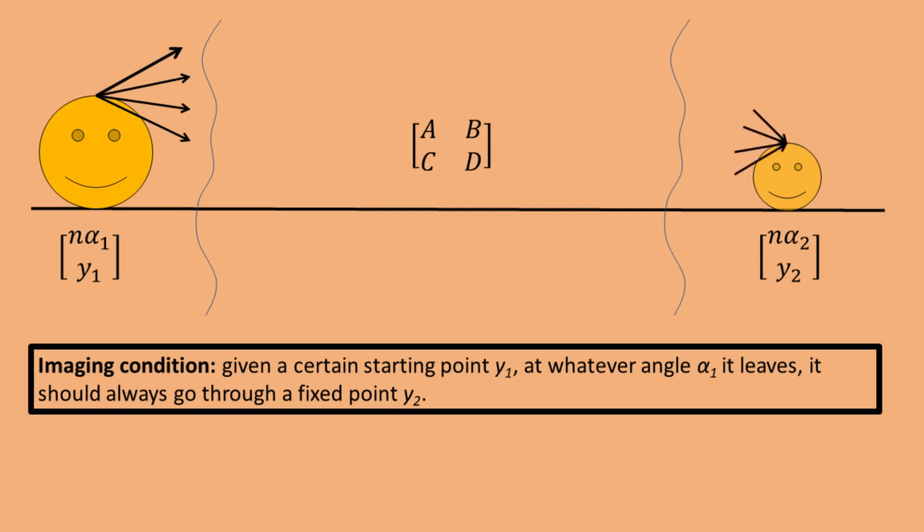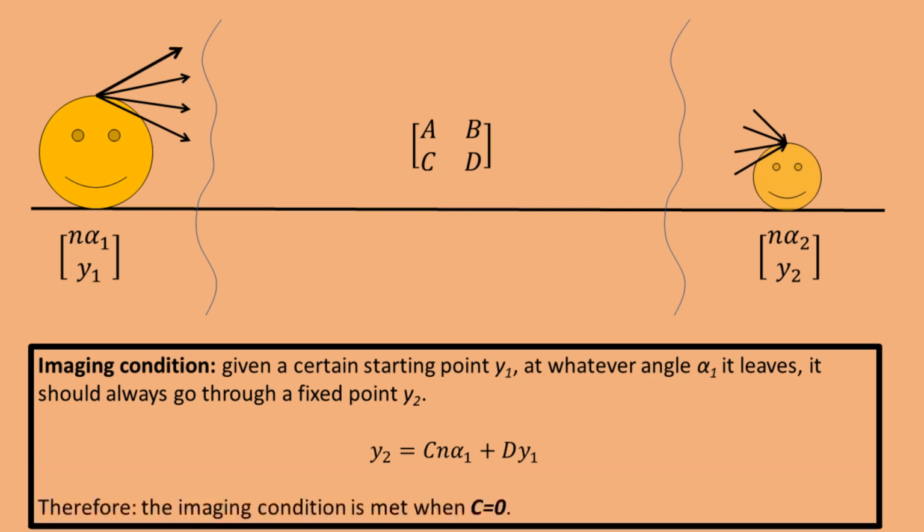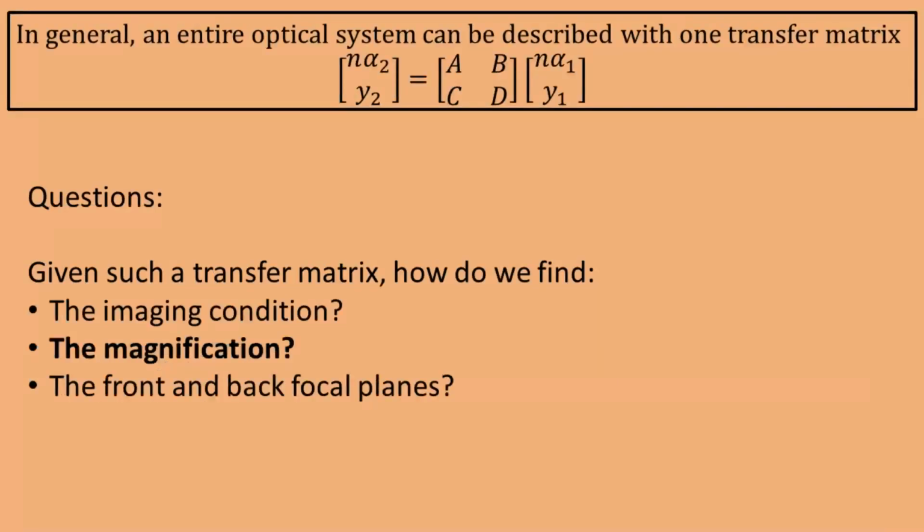In other words, y2 should be independent of alpha1. For the transfer matrix, that means C should be 0. Therefore, the imaging condition for the optical system is met when C is equal to 0. Now the next question: how do we find the magnification for the system?